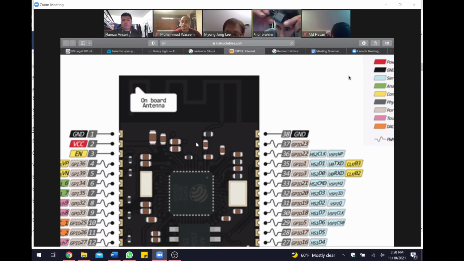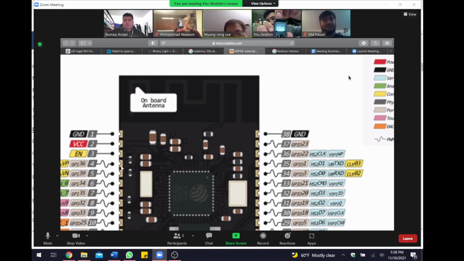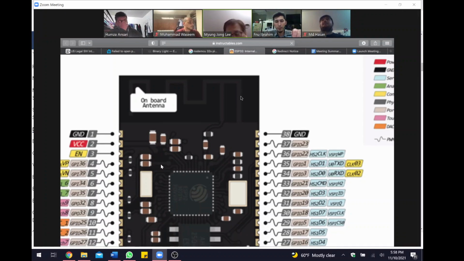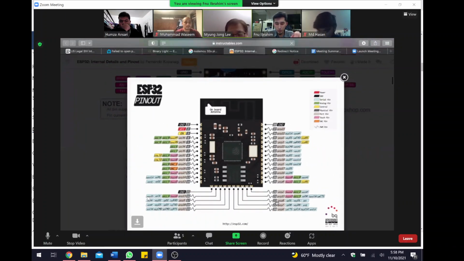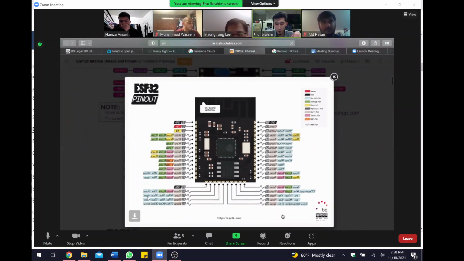You should stop sharing your screen, then he's able to see. Now I think I see better. Don't worry, I see it. Yes, here I clearly see that on-board antenna. The antenna is there. Yeah, fine. So let's get back there.